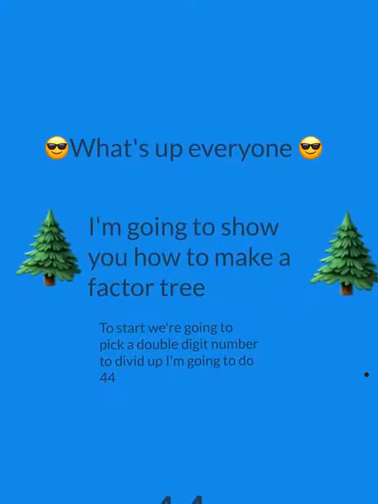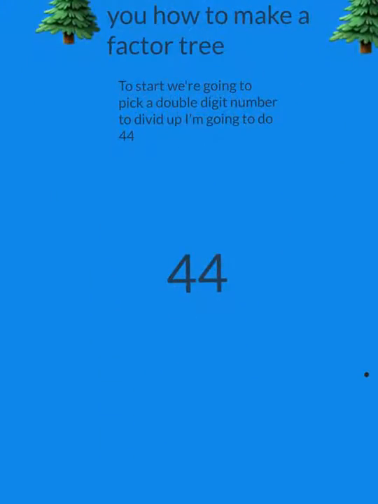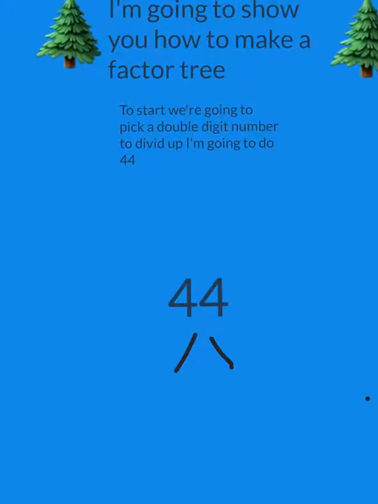To start off, we're going to pick a double-digit number to divide up. So I'm going to do 44. So I got my 44 here, and the point of this is to divide it up into prime numbers that can multiply up to 44. So what two numbers can multiply up to 44? That will be 11 times 4.